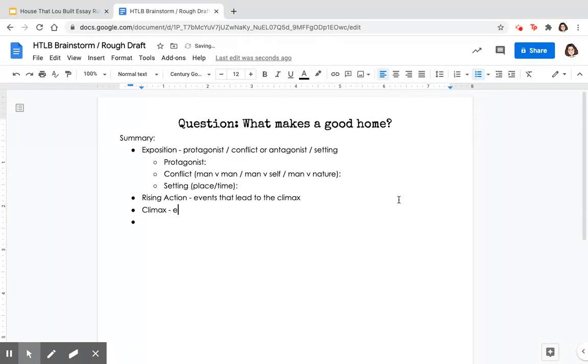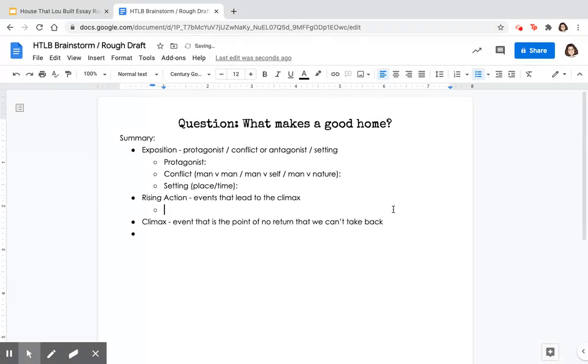Climax is an event that is the point of no return that we can't take back. So everything after the climax changes something significant for the character. So this will be a singular event.